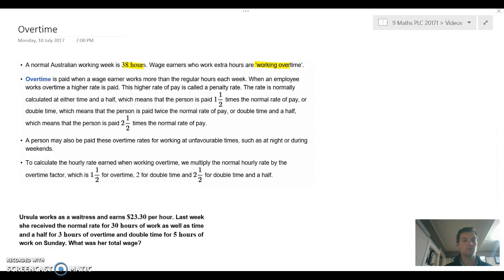Penalty rates are normally calculated based on your normal hourly rate, and then the penalty rate is applied, so it could be time and a half, double time, so twice as much, or 2.5 times the normal rate of pay. Now, it's not just working additional hours that might attract a penalty rate. There might also be things such as working at night time, so working night shift, or working over the weekends. To calculate the hourly rate we earn when working overtime, we multiply the normal hourly rate by the overtime factor. So that could be 1.5, 2, or 2.5.